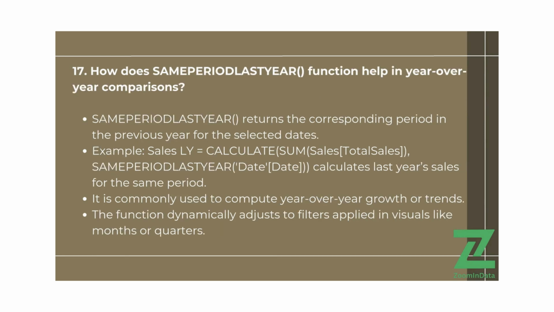17th question. How does the SAMEPERIODLASTYEAR function help in year-over-year comparisons? SAMEPERIODLASTYEAR returns the corresponding period in the previous year for the selected dates. Here's an example of how SAMEPERIODLASTYEAR works in Power BI. A measure like Sales Last Year equals CALCULATE of the SUM of Total Sales, using SAMEPERIODLASTYEAR on the date column, returns the sales for the same period in the previous year.